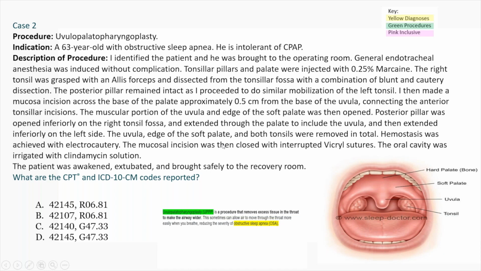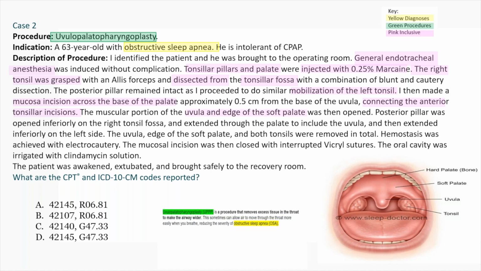Okay, now here we go. Here's the anatomy of the mouth. Like you can see, there is a hard palate, there's a soft palate, there is the uvula and tonsils. So while I read out the highlighted words, you can imagine or visualize the procedure which is performed in this scenario. The procedure performed is uvulopalatopharyngoplasty, and the patient was suffering from obstructive sleep apnea, and general endotracheal anesthesia was given, and the tonsillar pillars and palate were injected with 0.25% Marcaine. The right tonsil was grasped and dissected from the tonsillar fossa, and mobilization of the left tonsil was also done in a similar manner. And then a mucosal incision was made across the base of the palate, connecting the anterior tonsillar incisions.